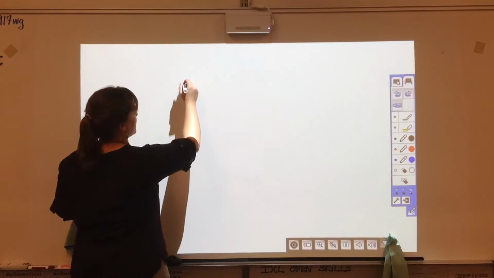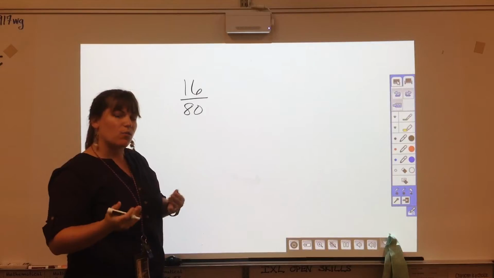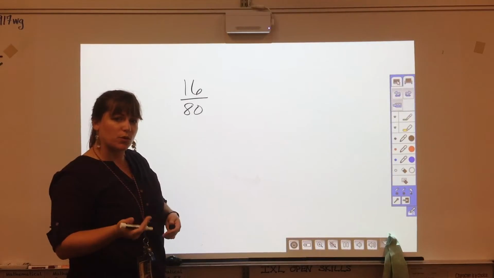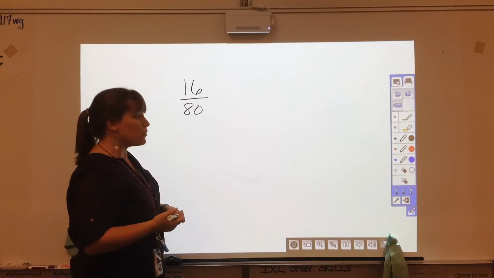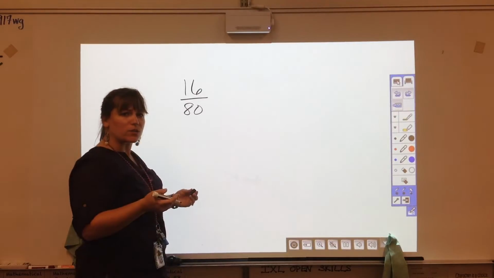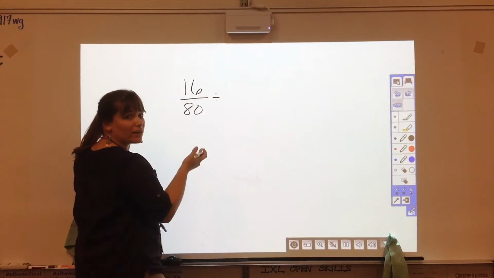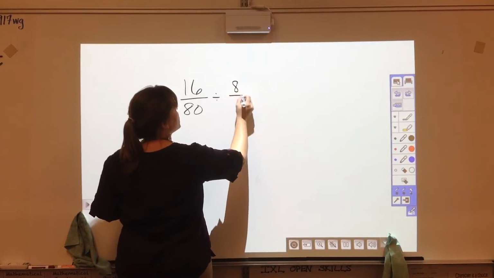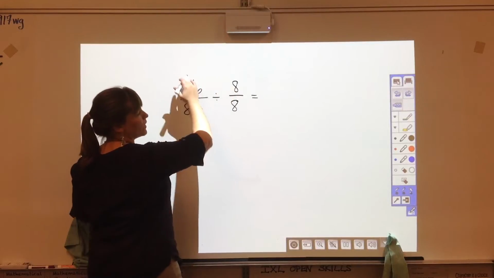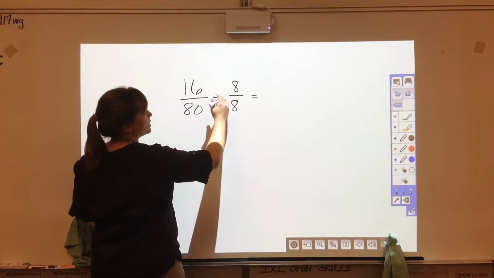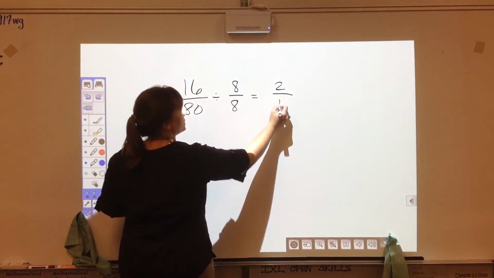We're going to simplify 16 over 80. And we have to think what factors work well when we're trying to divide these numbers and make them smaller. So if we weren't sure and we wanted to just go with 8, because we recognize that 8 is a common factor of 16 and 80, we would divide by 8 over 8. Same thing applies. We divide across the numerator and denominator. So 16 divided by 8 is 2. 80 divided by 8 is 10.